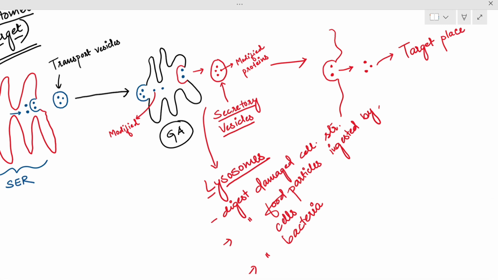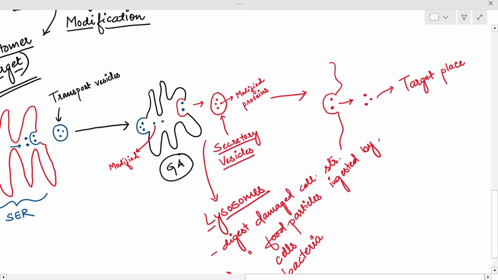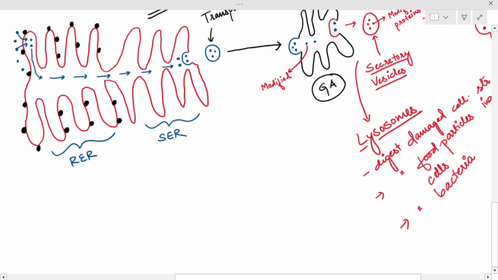So those vesicles from the Golgi apparatus can be converted either to secretory vesicles or to lysosomes. Secretory vesicles mainly function in transportation, carrying the protein modified inside the Golgi apparatus. After that, these secretory vesicles carry this modified protein via exocytosis through the outer membrane of the cell, reaching the targeted place.